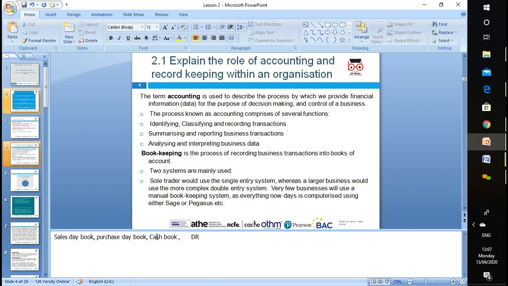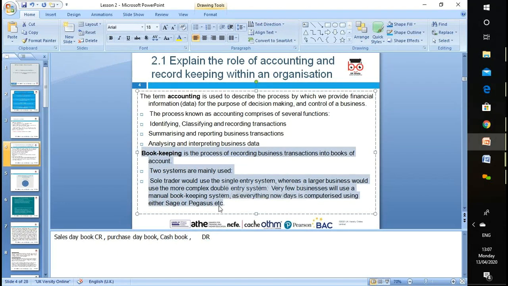So if something is debit in the cash book, it will be credit in the sales day book, because you're selling things. Sales is your income which is coming, and then cash is coming when you're selling. So cash is your asset. If you're a bookkeeper, you're supposed to systematically record. Bookkeeping is the process of recording the business transactions into books of accounts.